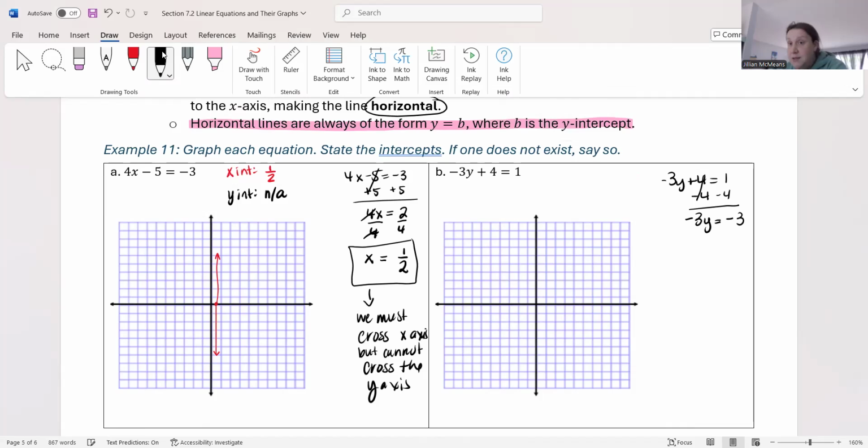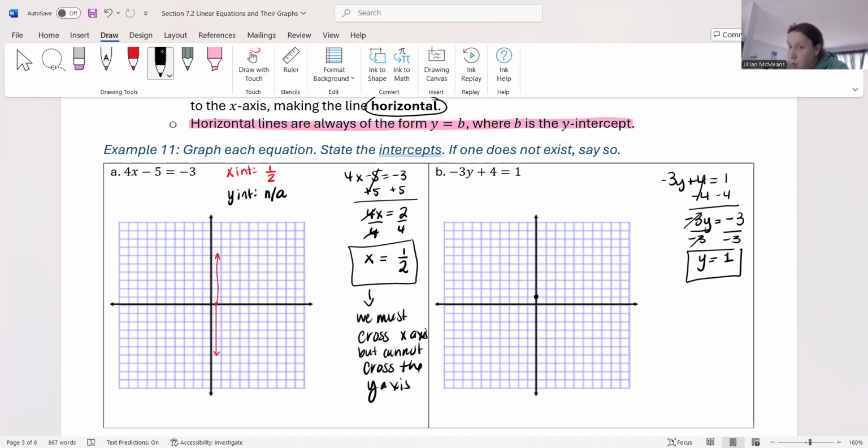Okay? Now, I need to get the y by itself. So I have to undo the multiplication of negative 3 and y. To do that, I divide both sides by that coefficient. Negative 3 divided by negative 3 is 1. 1 times y is y. And then negative 3 divided by negative 3 on the right is 1. So we get the equation y equals 1. This means I have to cross the y-axis at 1. I cannot touch the x-axis.